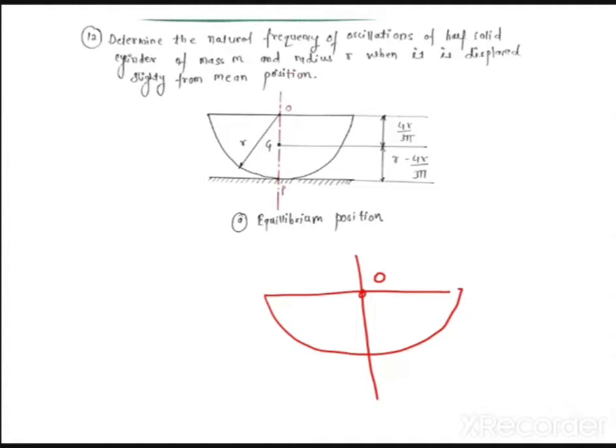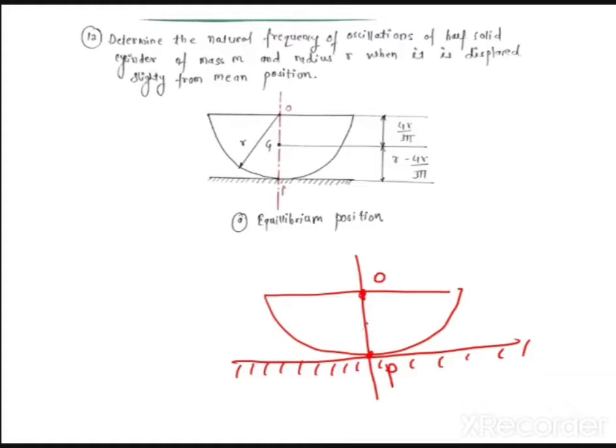And they are saying determine the natural frequency of oscillation of a half solid cylinder of mass m and radius r when it is displaced slightly from the mean position. It is displaced from this mean position, that is point O, or you can say the equilibrium position. Let me call this point P. Let us say this is a grounded one.